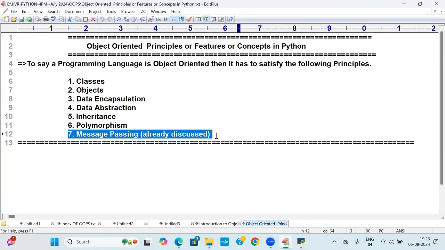Message passing means sending the data from function call to function definition in the form of positional arguments, default arguments, keyword arguments, variable length arguments, keyword variable length arguments. Did you remember? Can you write a code for that today? Can you write a code for variable length arguments? Can you write a code for default arguments?